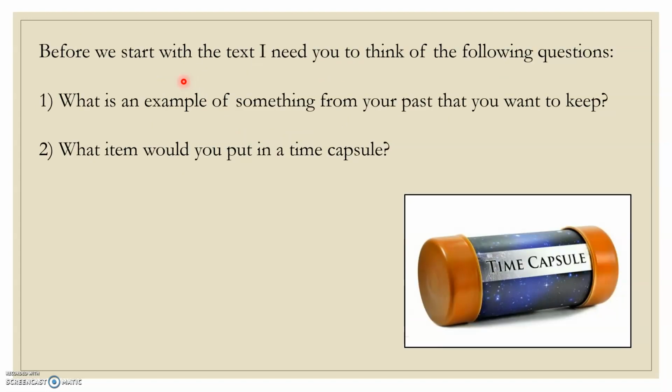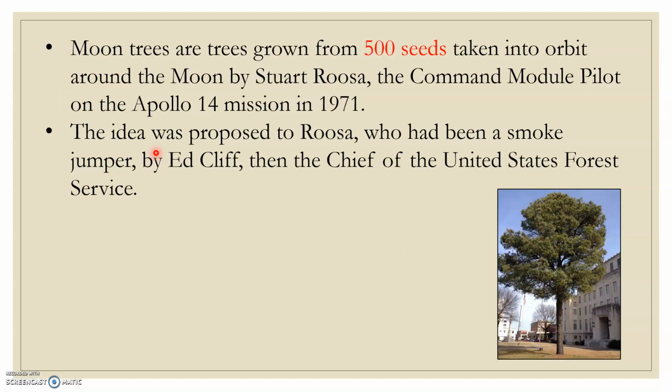Now, before we start with the text, let's think of these questions. Number one, what is an example of something from your past that you want to keep? Maybe something you lost, maybe something you really love, that you really want to keep from your past. And the second question is, what item would you put in a time capsule? Maybe to travel through past and future. So let's start with our story, The Moon Tree.